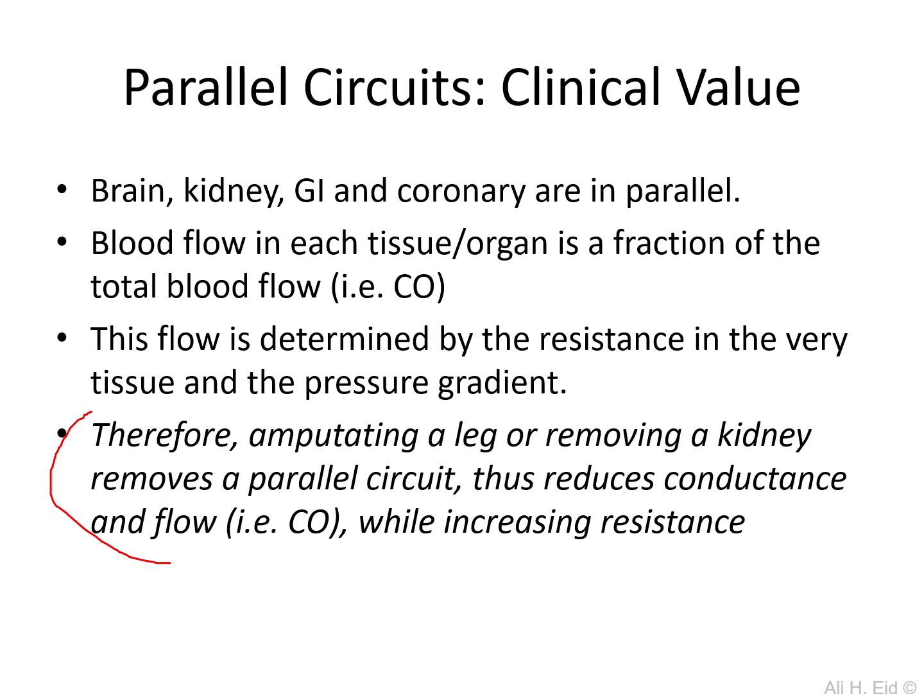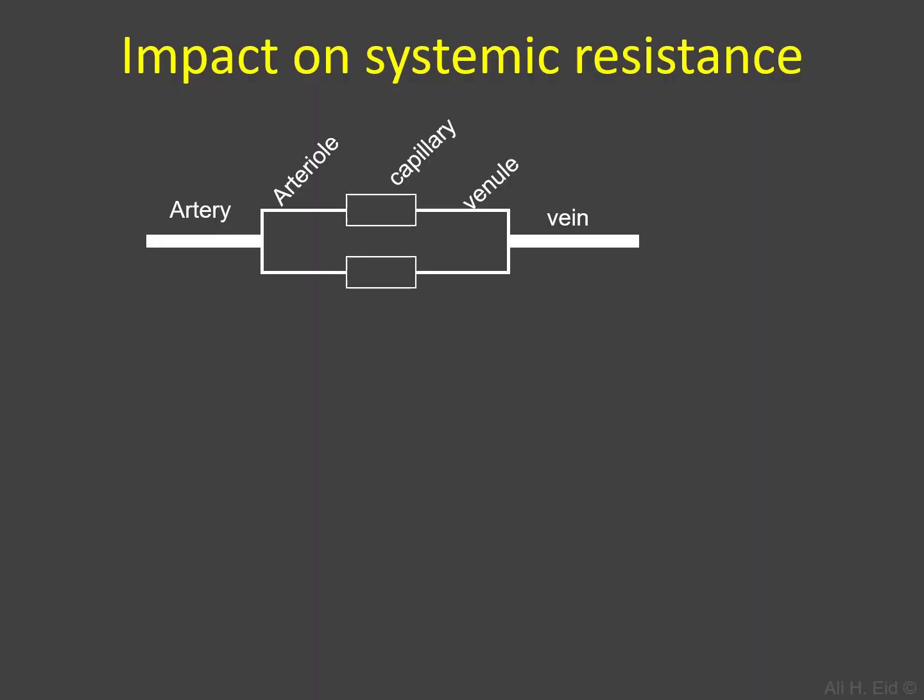And therefore, what is the clinical value of this? If you amputate a leg or you remove a kidney, you've removed a part of a parallel circuit, right? So you've basically reduced one of the conductances. You've increased the resistance. So go back to the previous equation, 1 over R total is equal to 1 over R1 and so on. Give whatever number you want to each resistance, and then say you've removed one of the routes. You've removed the kidney, for example. That's going to increase resistance, reduce conductance, and reduce the flow to that given area.